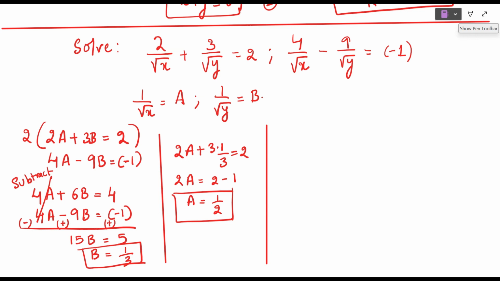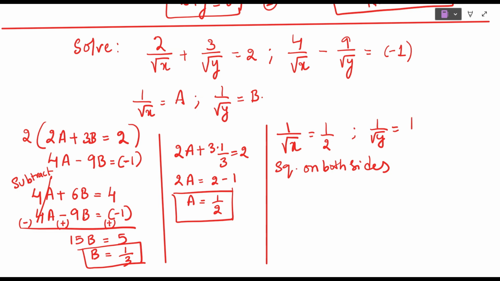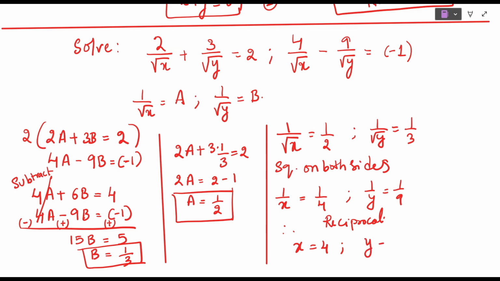So now what we have is 1 by root x is equal to A, means 1 by 2. So squaring on both sides. Square on both sides, students. And also 1 by root y is equal to 1 by 3. So for both equations squaring on both sides we will get 1 by x is equal to 1 by 4, comma, 1 by y is equal to 1 by 9. Therefore, reciprocal on both sides, students. Reciprocaling, you will get x equal to 4 and y equal to 9.